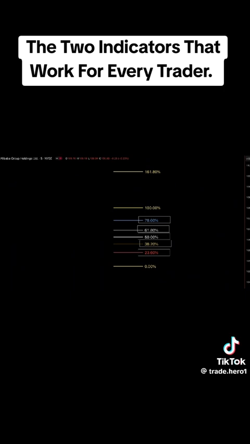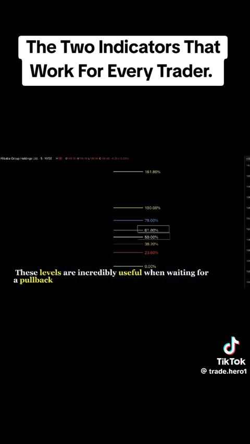But in this video, we'll focus on the two most important levels: 50%, which represents a healthy retracement during strong trends; 61.8%, known as the golden ratio, a level where price often reacts with precision. These levels are incredibly useful when waiting for a pullback after a strong move, giving you potential entry points that align with smart money behavior. Up next, I'll show you exactly how to draw these levels and how to use them in real trading conditions.